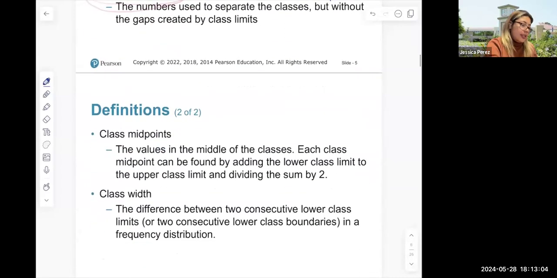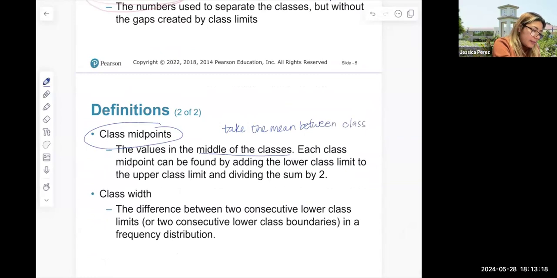We have midpoints. The midpoint is actually the middle of the classes. So you're going to actually take the average, so take the mean between the class. Okay, so you're going to add the lower class plus the upper class, so L, lower class plus upper class, divided by 2 in the same class. So for example, we have 5 classes. Well, we have 5 midpoints. And we're going to have 5 boundary points. And the class width is actually defined by the difference between 2 consecutive lower class limits.